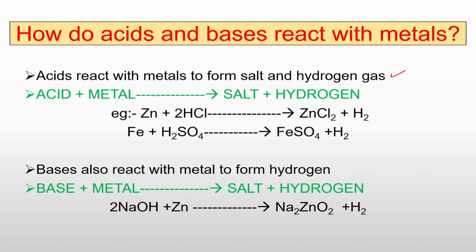Acids react with metal to form salt and hydrogen gas. This is all we know. The same reaction, zinc plus HCl. Since zinc is more reactive, it will displace hydrogen. Now how can hydrogen be confirmed? You already know, pop sound. When a burning candle is brought near the test tube, it gives a pop sound. Similarly, we have Fe plus H2SO4, which gives FeSO4 and H2.